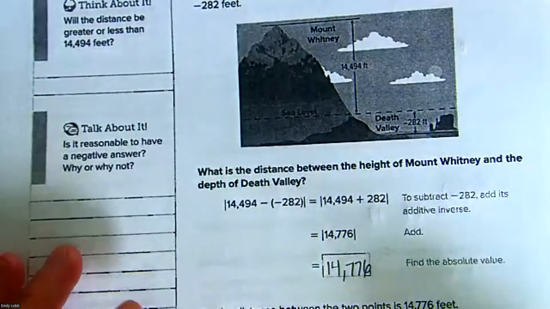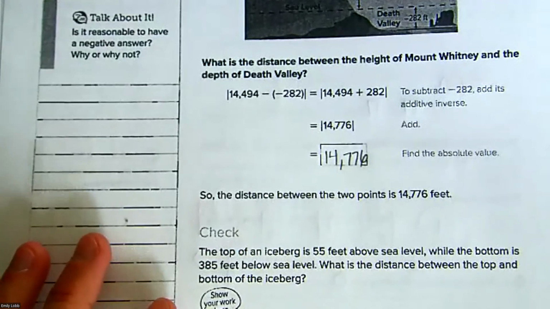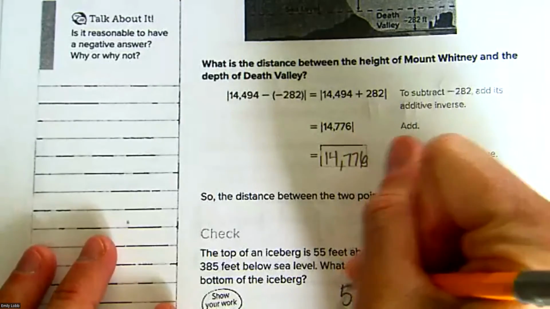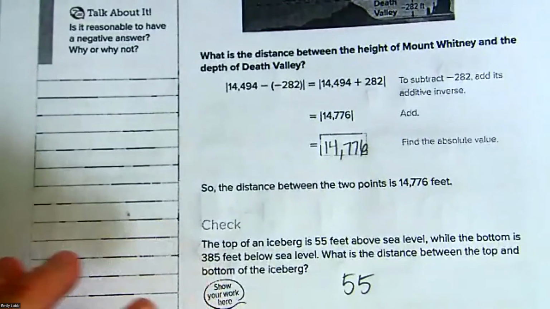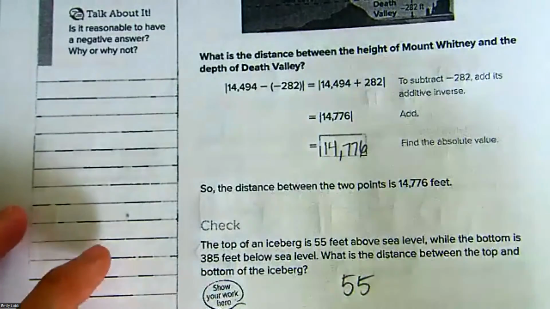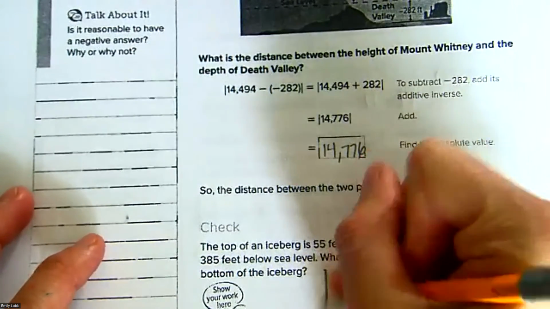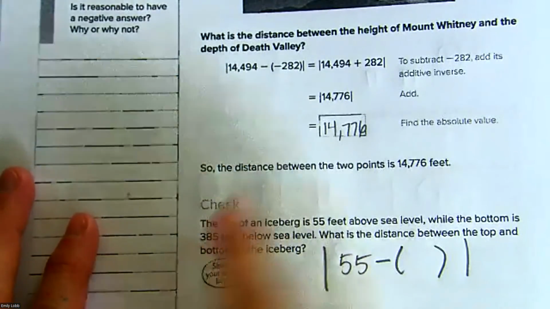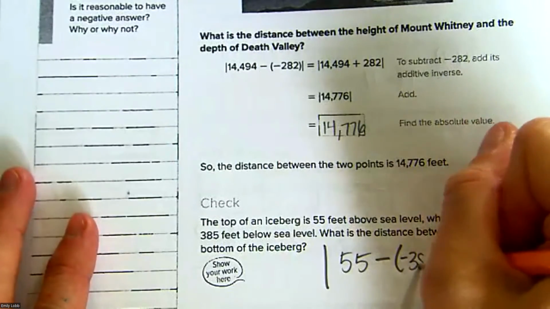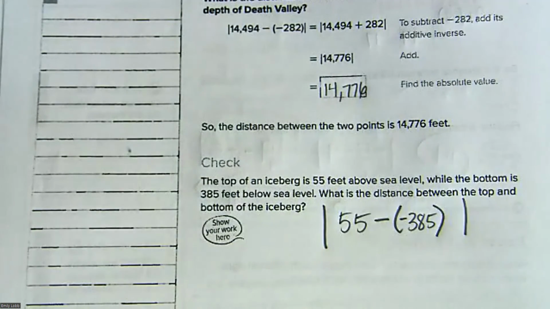Now, this iceberg is 55 feet above sea level, while the bottom is 385 feet below sea level. If we're finding the difference, we're subtracting the two. But how would I show this height? -385. So what happens? I should end up adding them.